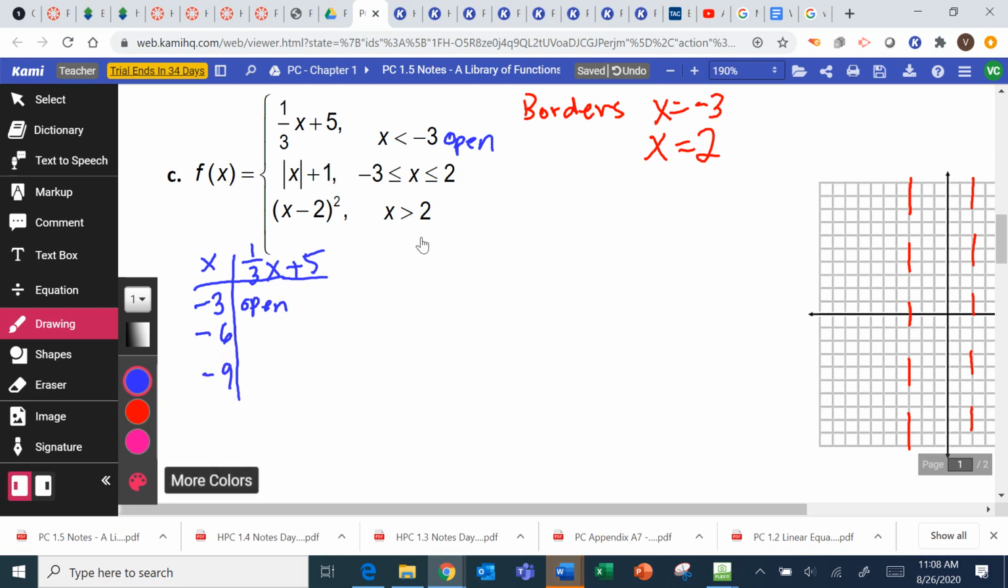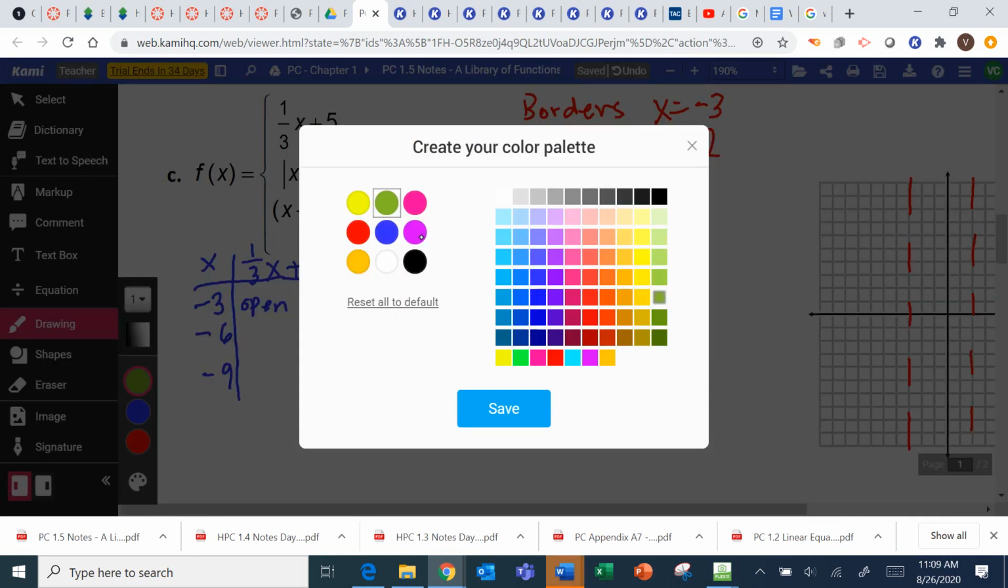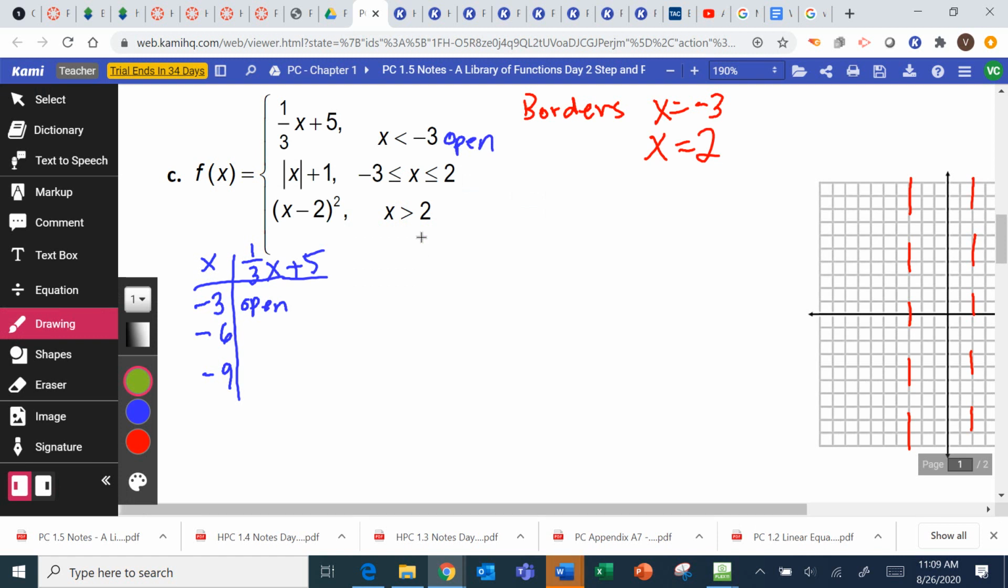I'm going to try to do my next one in green, but the green choices up here are not that great. If green is a color that you can't see, please let me know so I can change it.